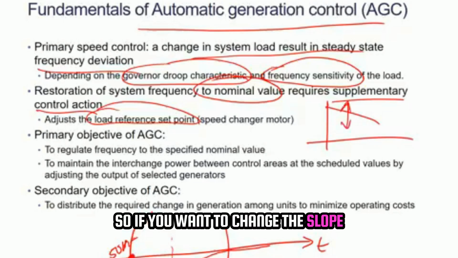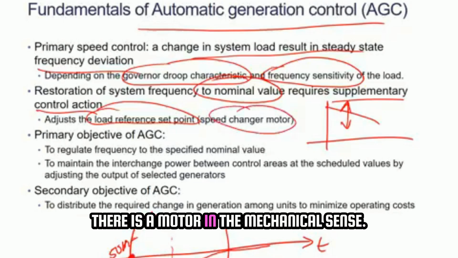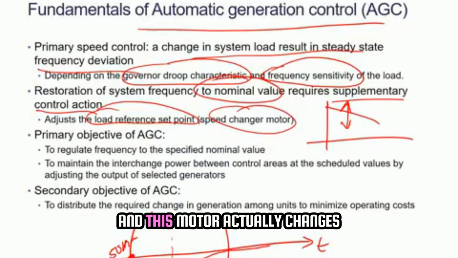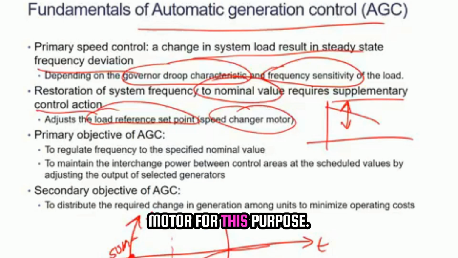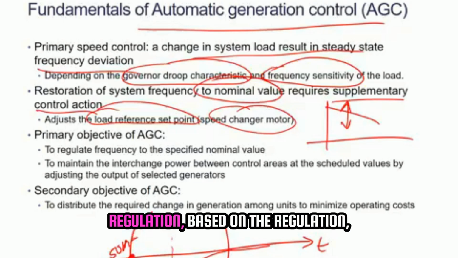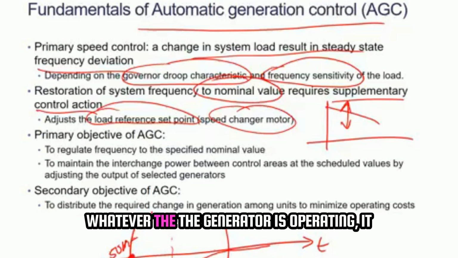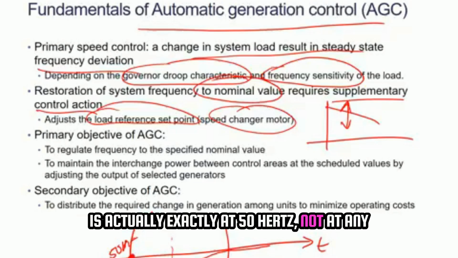then you have to change the load reference set point. And this set point is changed by a motor. There is a motor in the mechanical sense, and this motor actually changes the reference set point for the generator. So there is a speed changer motor for this purpose. Right. So if you change the load reference set point up and down, then automatically, based on the regulation, whatever the generator is operating, it will settle to a value which is exactly at 50 hertz, not at any other value.